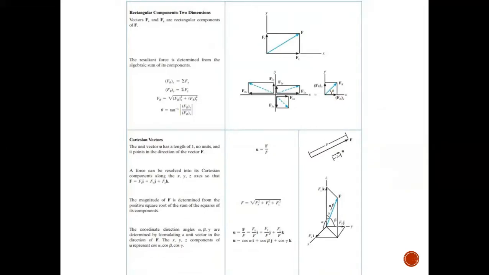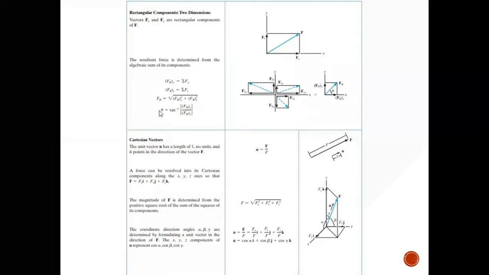The rectangular components, in two dimensions. Vector Fx and vector Fy are rectangular components of F, which is shown here. The resultant force is determined from the algebraic sum of its components. FRx equals the total Fx, FRy equals the total Fy, and FR equals the square root of FRx squared plus FRy squared. To find the angle, we can also use this formula right here.